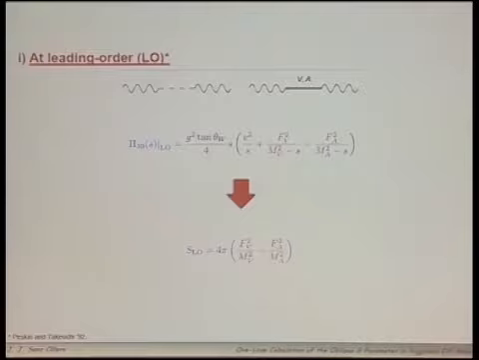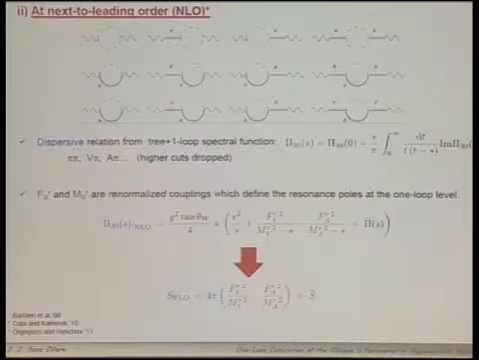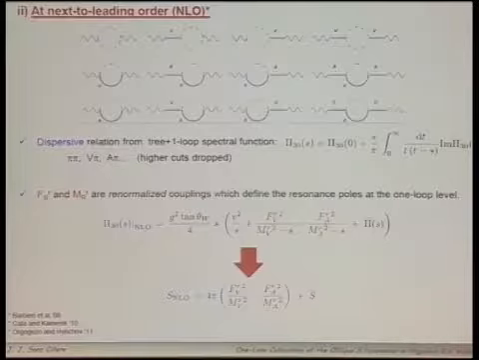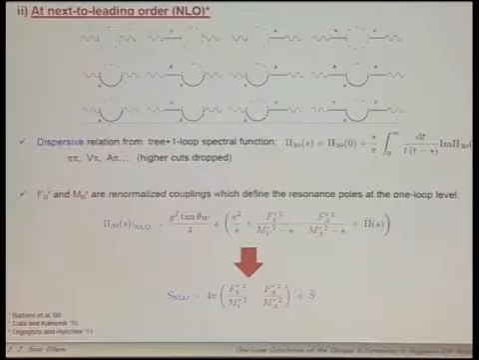Okay, at leading order, the thing is pretty trivial. One has the W3-B correlator, okay, and then the tree level exchanges, and therefore at low energies one has the usual formula. At next to leading order, you have all these possible one loop diagrams, and thanks to a once subtracted dispersive relation, where we plug in the tree level and one loop spectral functions, it's possible to recover the full correlator.